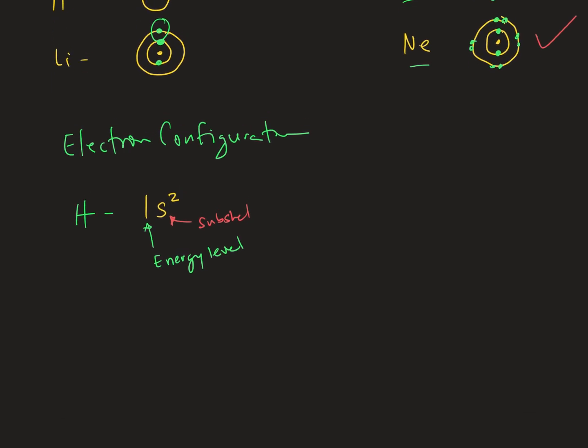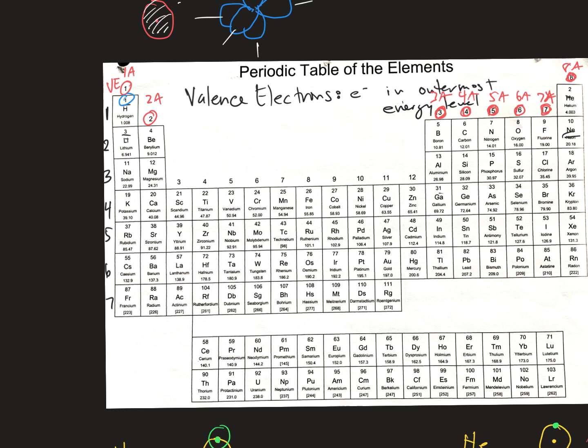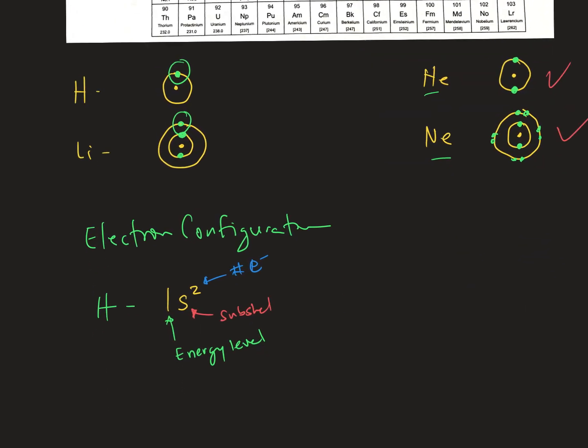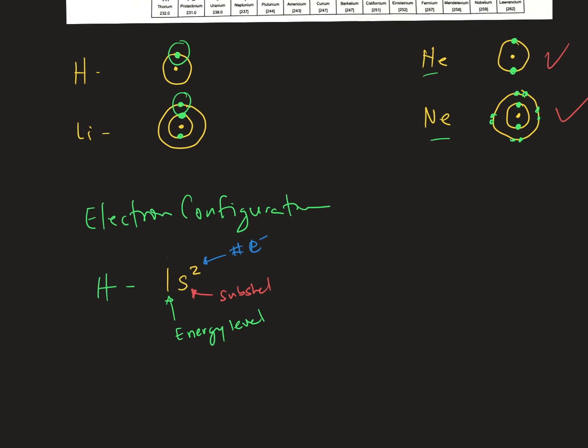And this 2 represents the number of electrons within that subshell or within that orbital. Good? And if we look at the periodic table, it has 1 electron. And we're talking about neutral atoms right now, right? It has 1 electron. And what energy level is that electron in? Energy level 1, because it's in the first group, right? And it's in the S subshell.